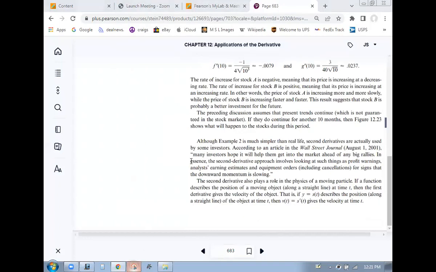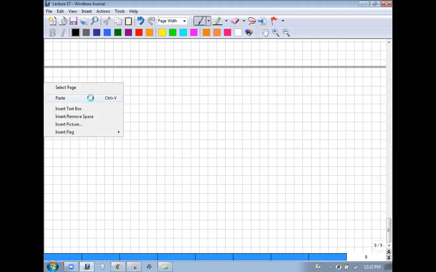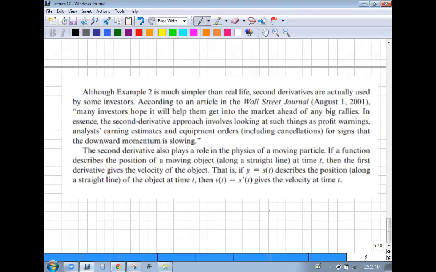So since y'all are business majors, let's look into this paragraph here. Example 2 is much simpler than real life. Second derivatives are actually used by some investors. Imagine the ones that are any good at their job, right? I imagine there's a lot of investors out there that don't know any calculus. Yeah, I don't trust them at all.